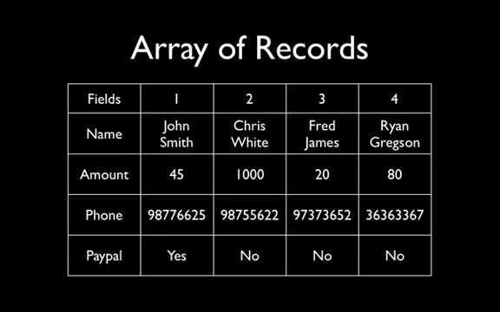So you can actually pinpoint with an array of records record number 2 dot amount, and that would display 1,000. You could pinpoint record 3 dot PayPal, and that would print no. So you can actually drill right down into the elements of each record, and that's one of the benefits of array of records and reasons why they're probably one of the most commonly used data structures.